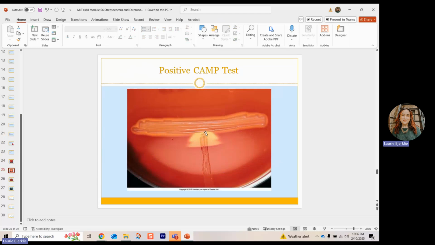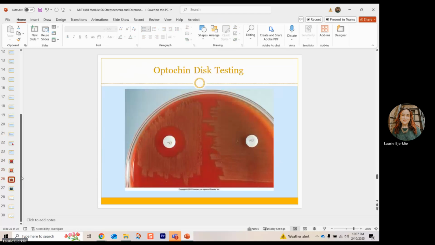like a triangular formation between the two streaks. So you can see they didn't streak it to touch. It's just right before that. So again, you're looking for that triangle formation of beta hemolysis. If that triangle of beta hemolysis is there, it is positive. So strep agalactiae is very much a positive CAMP test. Strep pyogenes is negative. So again, this is another test that helps separate between the two beta hemolytic streps. So strep agalactiae, positive CAMP; strep pyogenes, negative CAMP.